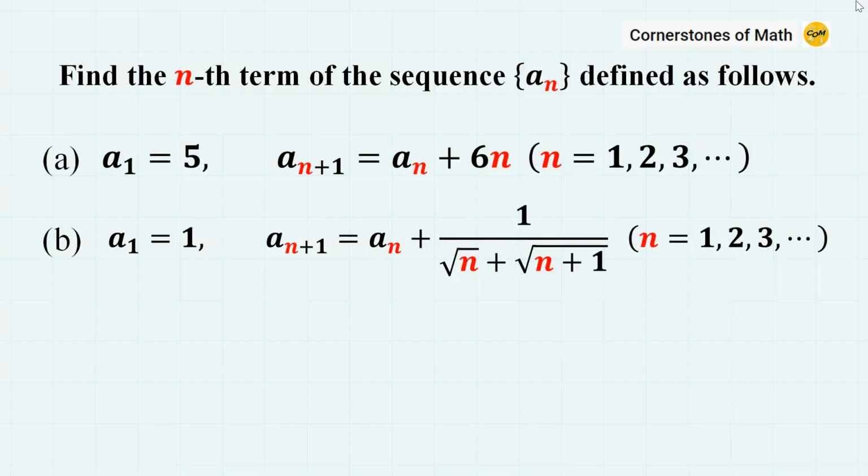Hello and welcome to yet another video of Cornerstones of Math, and today we are back to sequence problems again. Today we are going to solve one of the most basic types of recurrence relations.